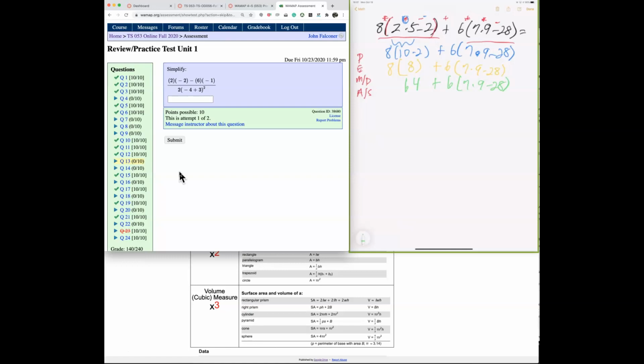Exponent. So they finally gave us one. All right, so where do we start? It doesn't matter if you do the top or the bottom first. So I'm going to start with 2 times negative 2. It's negative 4, right? Minus 6 times negative 1.